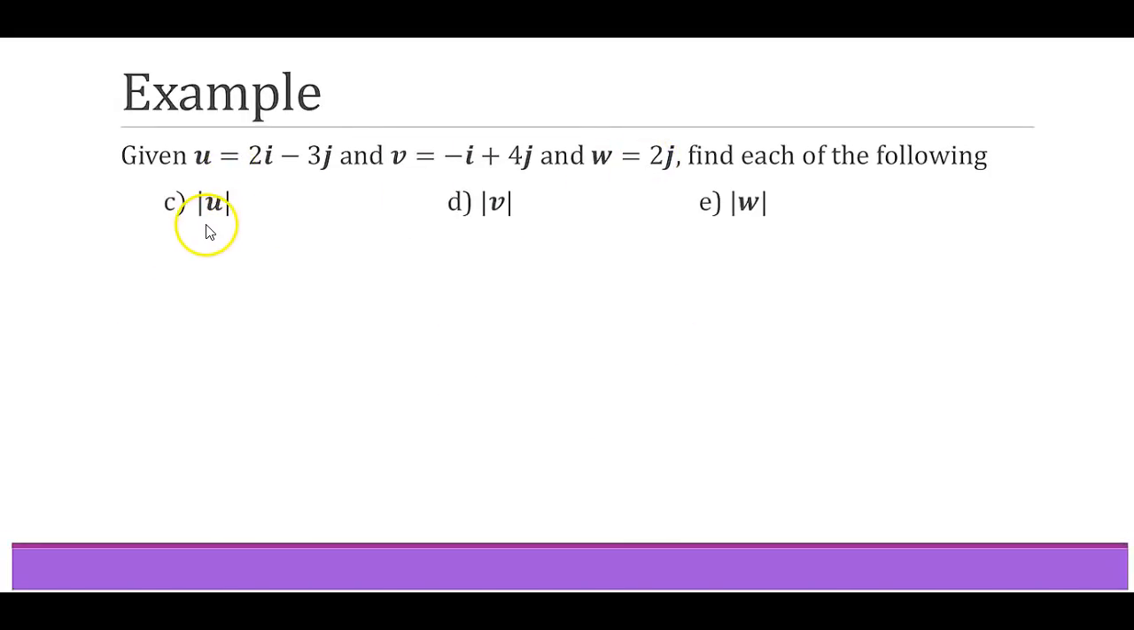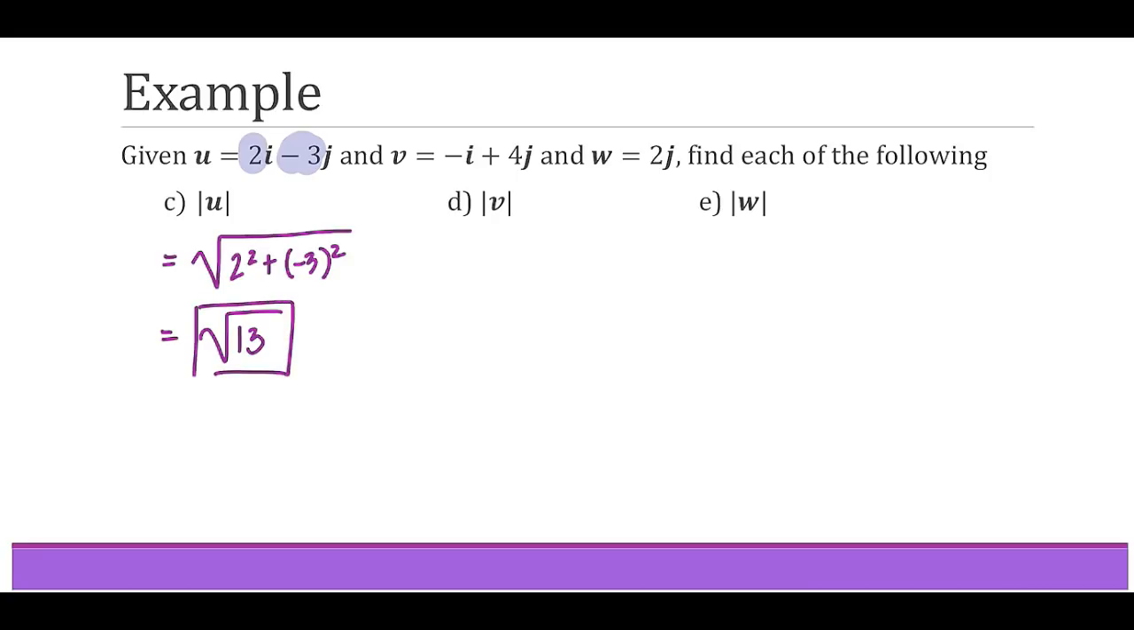Using those same vectors again, we're going to find each of their magnitudes. For the magnitude of u, we take the square root, and we just take the numerical values. So we have 2 squared plus -3 squared. We don't take the i and j along with it. So we have the square root of 4 plus 9, which is the square root of 13. For part D, we're going to take the magnitude of v, so we take the -1 and the positive 4. We have the square root of -1 squared plus 4 squared. So 1 plus 16 is the square root of 17.